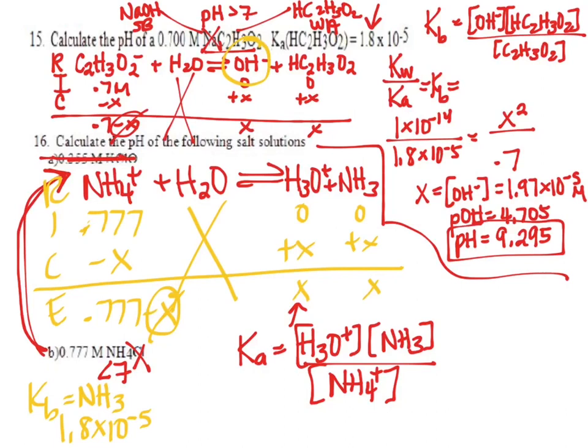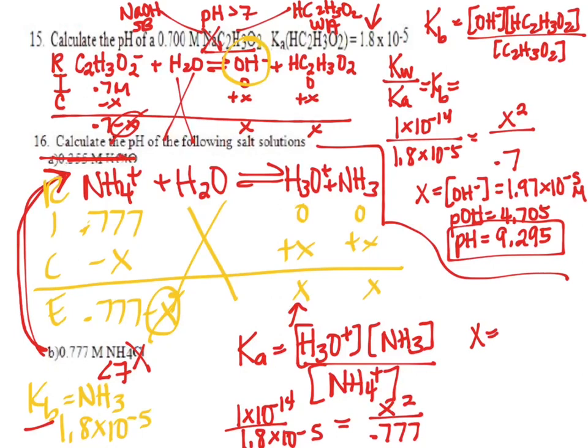So Ka, that's awesome, but I don't have a Ka. They've given me a Kb. So now I need to take my water, Kw, 1 times 10 to the negative 14, and divide it by the Kb that they've given me, 1.8 times 10 to the negative 5, which is equal to x squared over 0.777. Get me a value for x, which is going to be H3O plus.